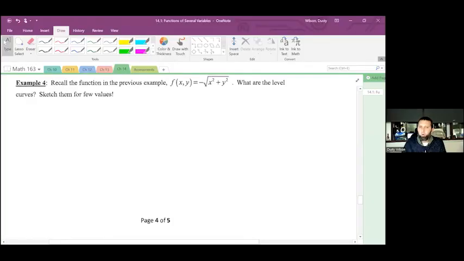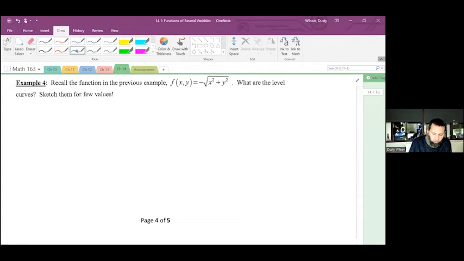Example 4. Recall the function in a previous example, f of x y equals negative the square root of x squared plus y squared. What are the level curves? Sketch them for a few values. We already saw the picture. The picture is of an upside down cone. Let's see what this looks like with level curves.